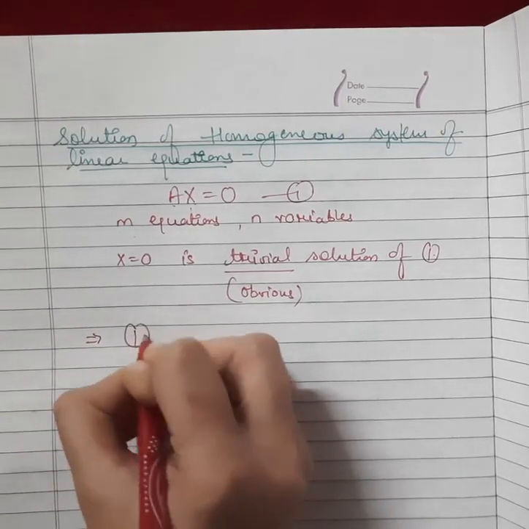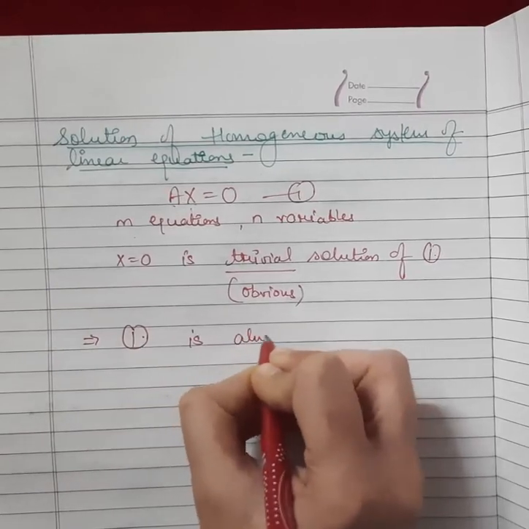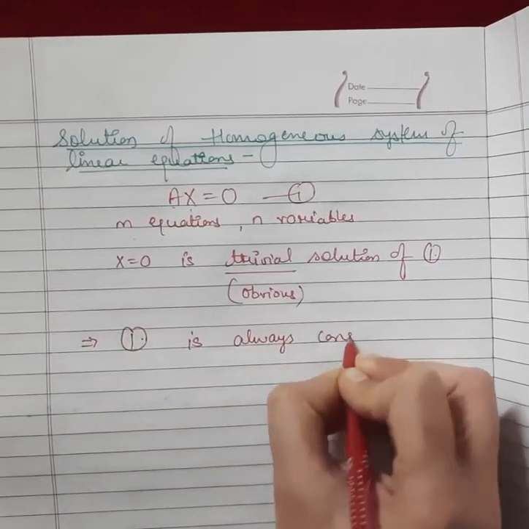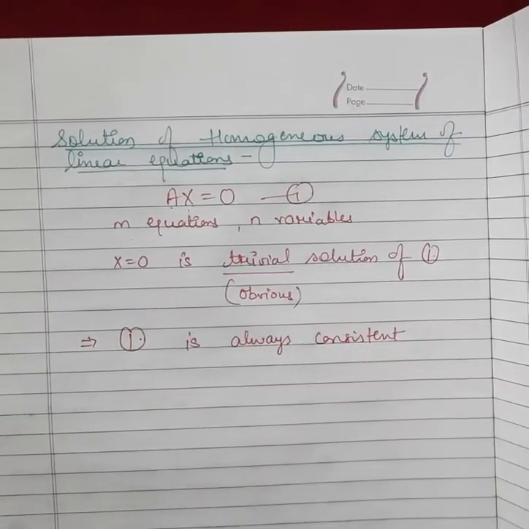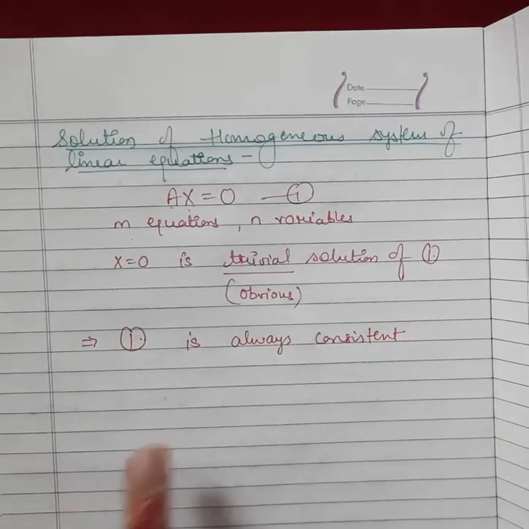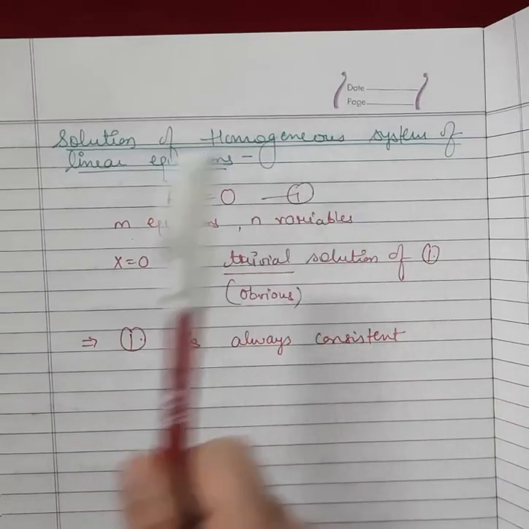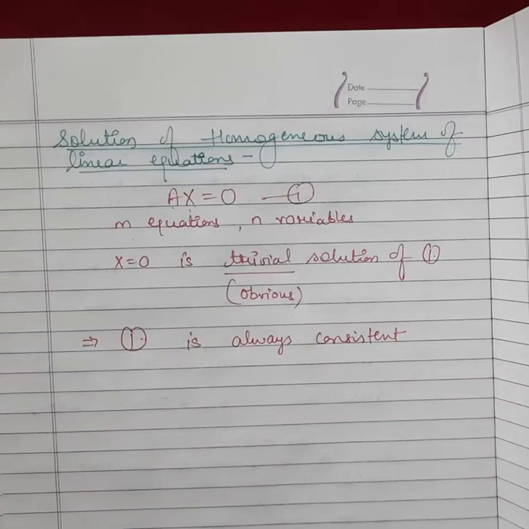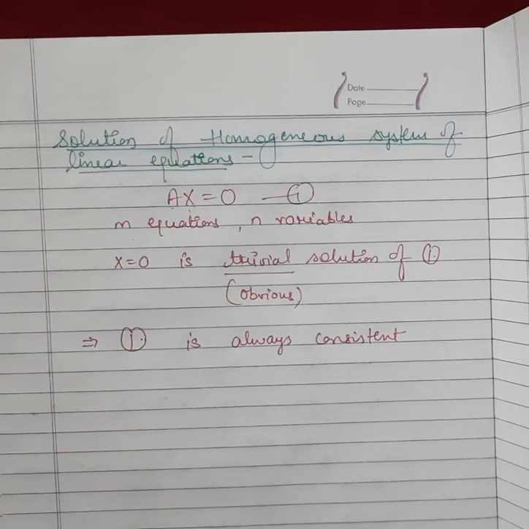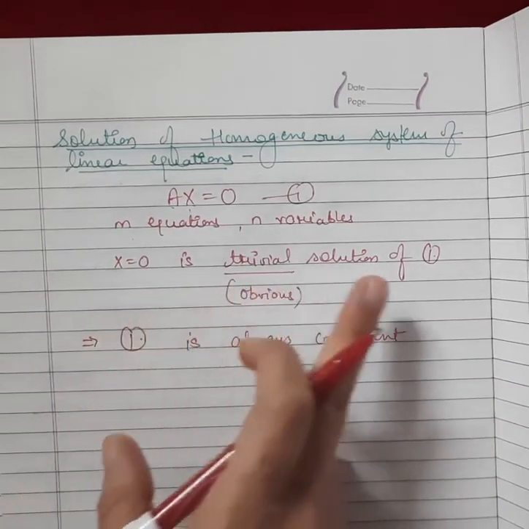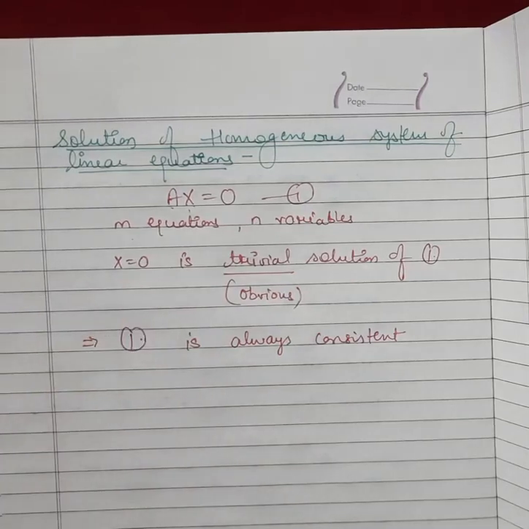It means the system 1 is always consistent. Thus, the point we get here is that a homogeneous system of linear equations can never be inconsistent, because it always has a trivial solution, which is x = 0.